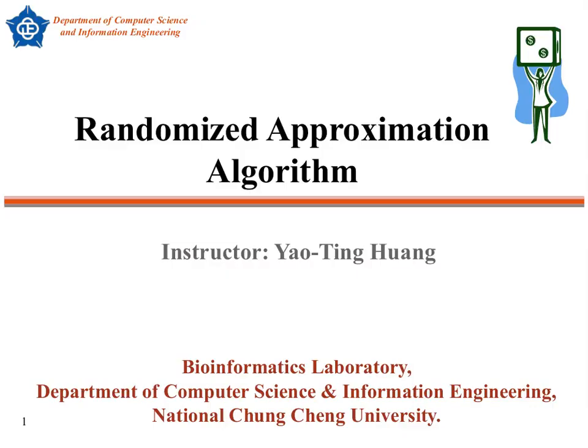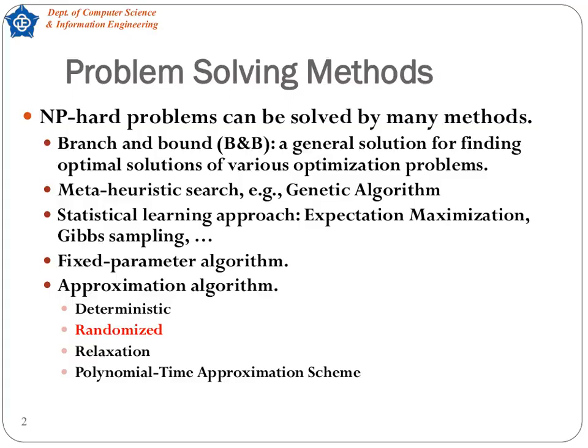Let's dive in. Okay, so we've introduced randomized approximation algorithms and touched on the core concepts of randomness and value. But how do we actually approach these incredibly complex, often notorious NP-hard problems? This slide outlines the various methods we employ for tackling them. First up, we have branch and bound, often referred to as B&B. This is a general technique used to find optimal solutions across a range of optimization problems. Then, we explore meta-heuristic search methods, like the popular genetic algorithms. We can also employ powerful statistical learning approaches, such as expectation maximization and Gibbs sampling.